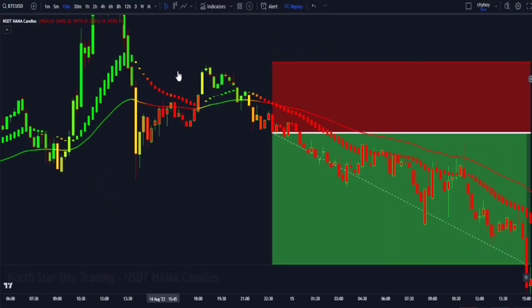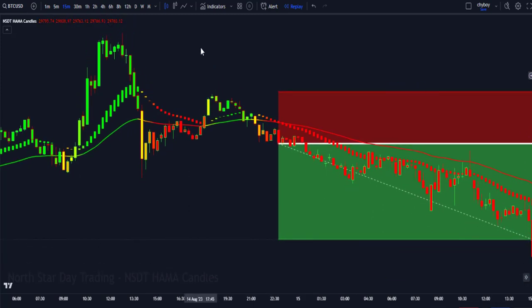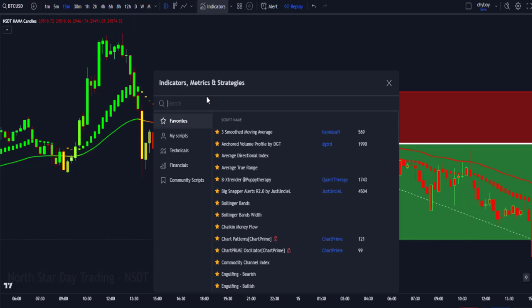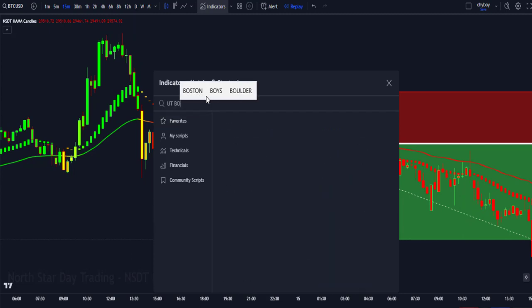To add more entering confirmation to this indicator, we are going to add another indicator. To add the indicator, we are going to navigate to the indicator search bar. There we are going to search for UTBot. Select the one made by Yo Adrian.